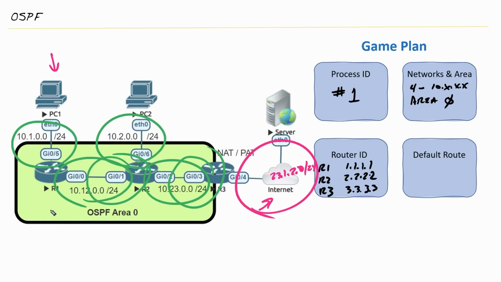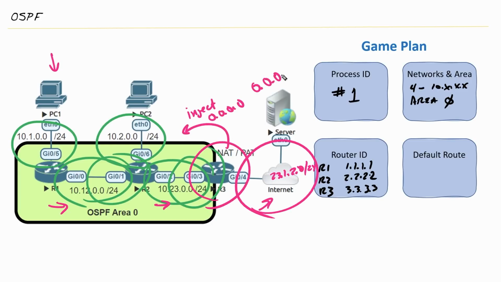So it'd be great if R1 had a default route that went that way, and R2 had a default route that went that way. And so what we can do, instead of having to do static default routes on R1 and R2, we can simply train this router here at the edge, R3, to advertise or inject a default route.